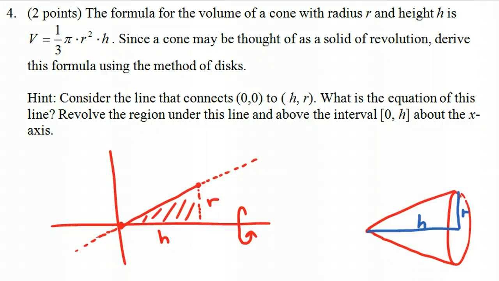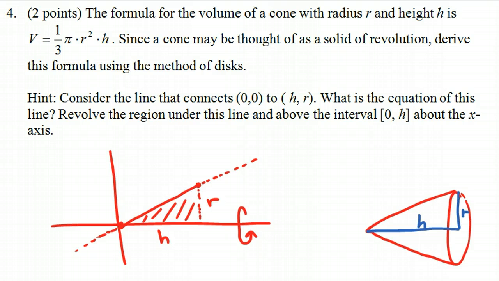In this video, I'm going to do problem number 4 from quiz number 3. It says the formula for the volume of a cone with radius r and height h is V equals 1/3 pi r squared h. Since a cone may be thought of as a solid of revolution, derive this formula using the method of disks. Okay, now I gave a hint here.